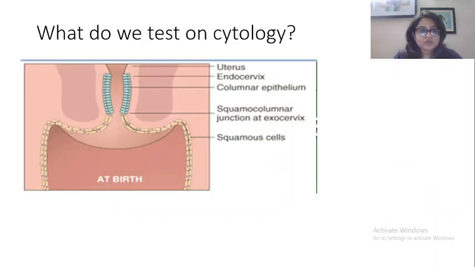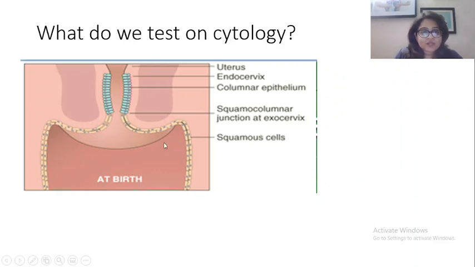Let's start. First things first, what do we test when we talk about cervical cytology or pap smear? So it's important to understand this concept. At birth, if you look at the cervix and the vagina, this is what is there. The endocervix is lined here, as you can see, with endocervical epithelium, right? And here the ectocervix is lined by squamous epithelium.